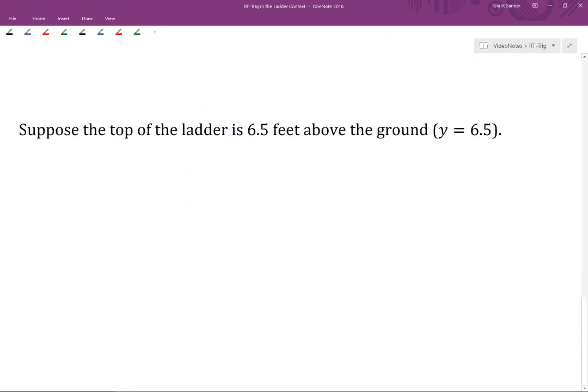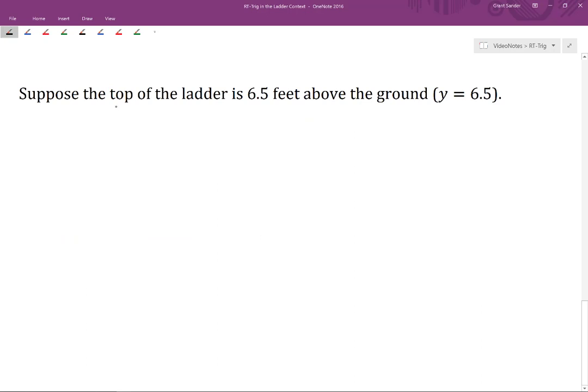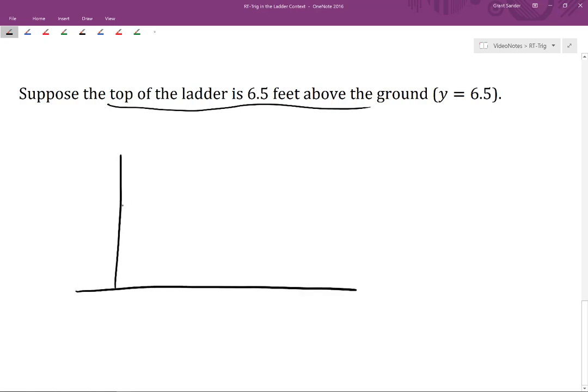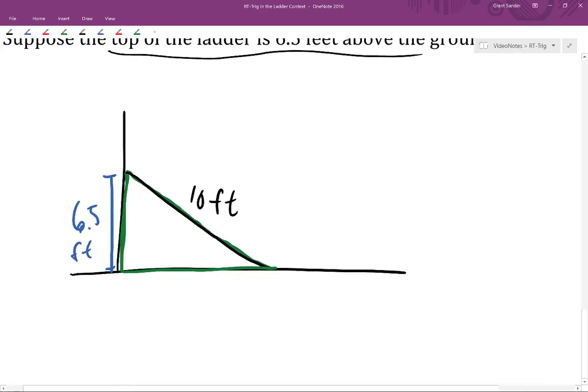Let's look at a similar situation. We'll now assume that the top of the ladder is 6.5 feet above the ground. We'll draw the ground, the wall here, the ladder right there, and now the top of the ladder is 6.5 feet above the ground. We can again draw the same right triangle, same orientation but different side lengths. The hypotenuse is still 10 feet long, the vertical side of the right triangle is 6.5 feet long, and we don't know the horizontal side length.